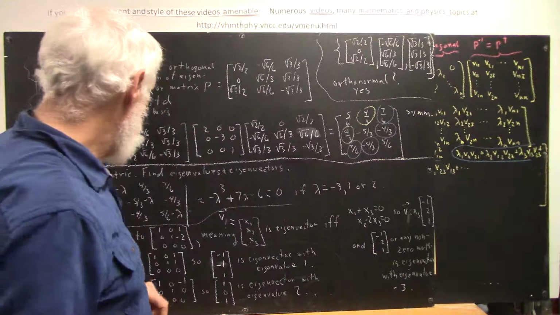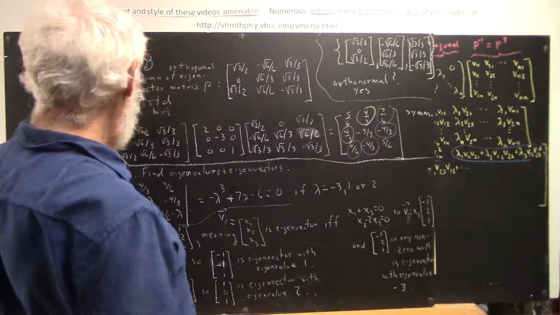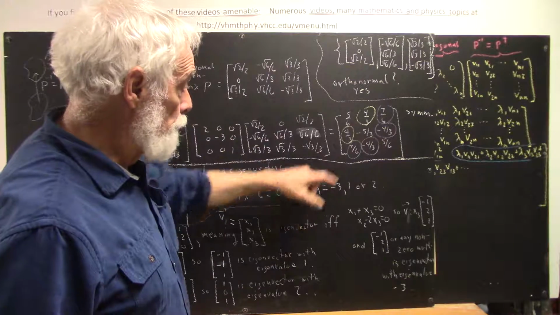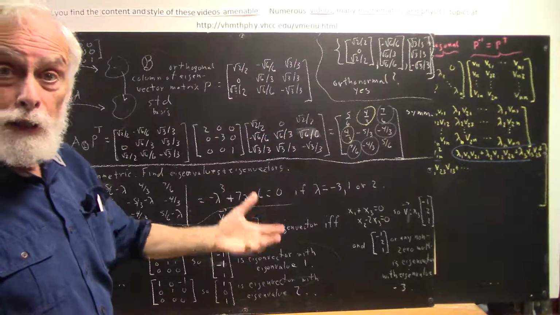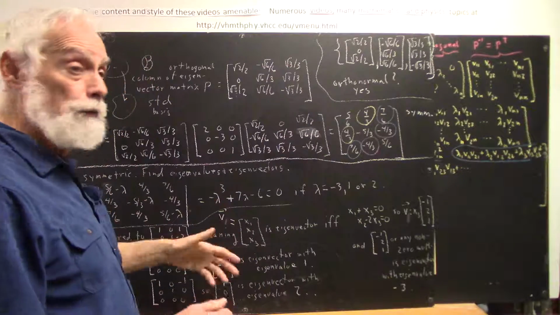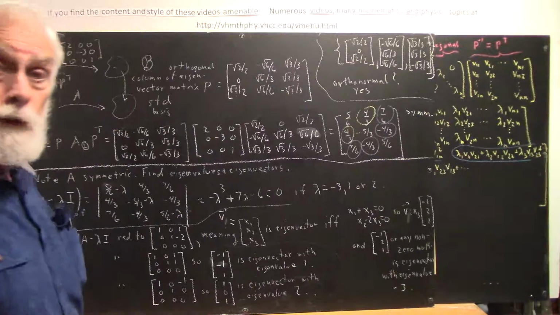Well, we're going to go on with this, and what we're going to do now is pretend we never saw this process. We're just going to say, okay, here's our symmetric matrix. Let's find the eigenvalues and the eigenvectors and see if we can find an orthonormal basis. We'll do that in the next clip.